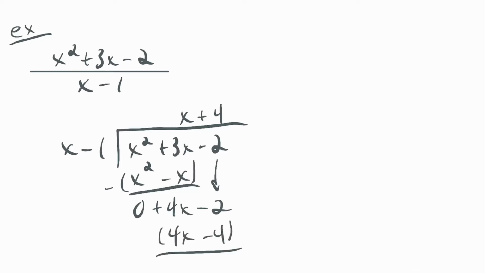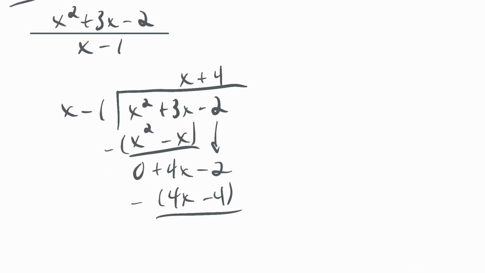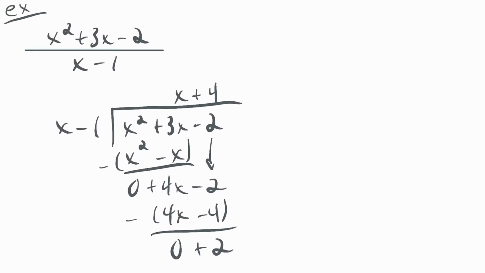And then I'm subtracting the two polynomials, again, watching out for double negatives. So 0 plus 2, because I have negative 2 minus 4, so plus 4 really. This is my remainder. So this equals x plus 4 plus 2 over x minus 1.